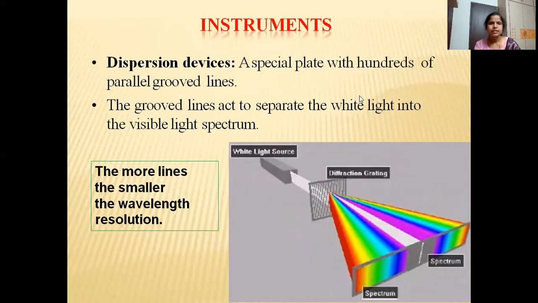Here, the grating is made with hundreds of parallel groove lines. You can see these are the groove lines which are present. The main use of this is that the light passing through these grooves can be broken down into smaller lines, that is, with small wavelength resolution. That is the main important thing in a spectrophotometer. So the more lines, the smaller the wavelength resolution.